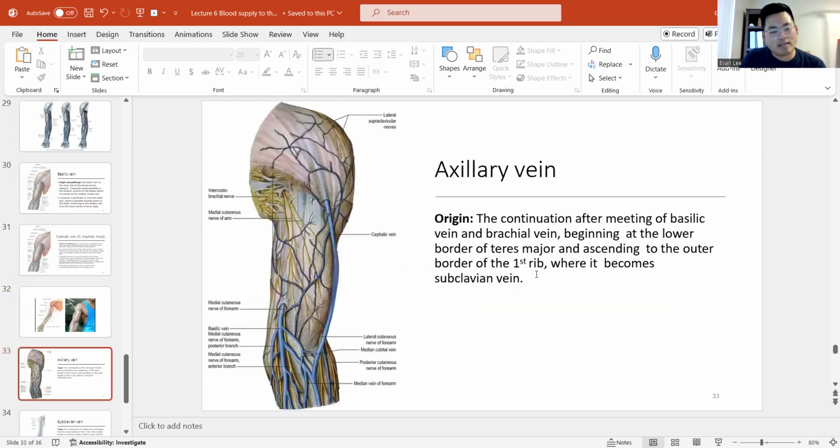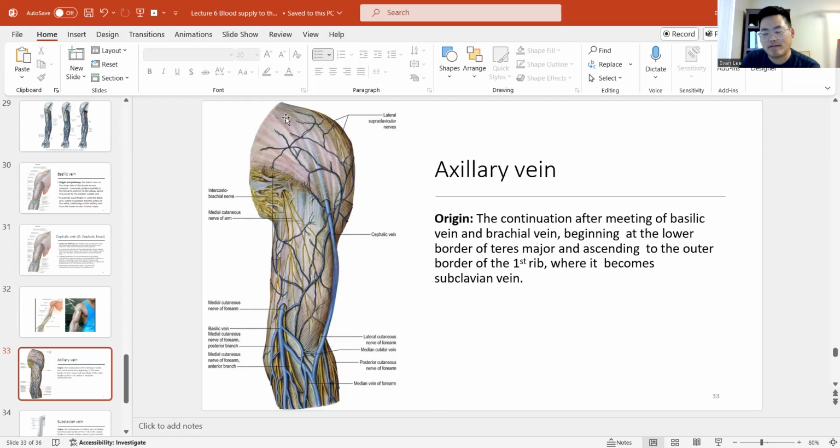Now, I've been talking about it a lot, but to talk about the axillary vein briefly, if you look at the basilic vein, it's going to go up and join with the brachial vein. This is a bad picture, but I'll show you it again in a sec. The basilic vein is going to join with the brachial vein to form the axillary vein, and then the axillary vein will go up and continue.